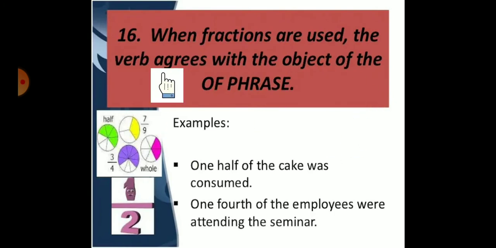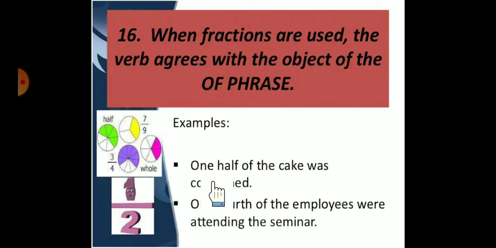Which rule? The 16th rule of subject and verb agreement. When fractions are used, the verb agrees with the object of the phrase. So what are fractions? Fractions are based on mathematics. See: half, 7 by 9, 3 by 4, whole, 1 by 2. These are all called fractions. When fractions are used, the verb agrees with the object of the phrase. A group of words is called a phrase. The verb should agree with the object of the phrase.